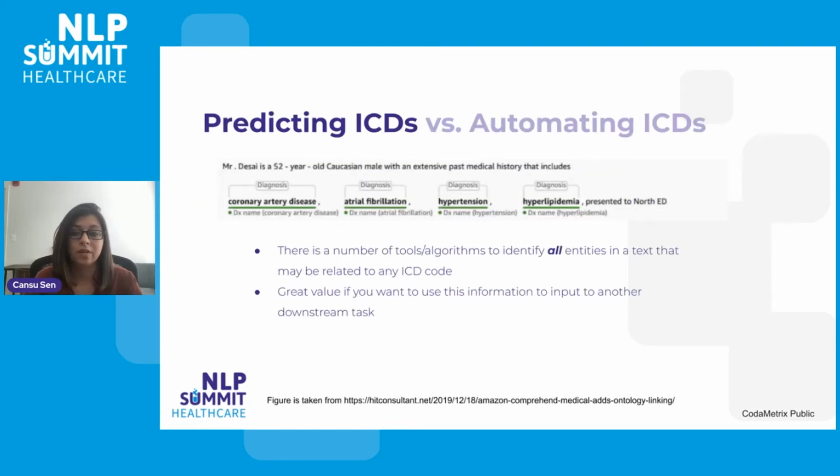As I mentioned in the previous slide, there can be many different reasons why we may want to predict ICD codes. For example, named entities related to diagnosis codes can be very useful features for a bunch of different downstream medical tasks or medical document understanding overall. There are a number of tools and libraries available to identify entities in a text that may be related to an ICD code. And these are of great value if you want to use this information as input for another downstream task.